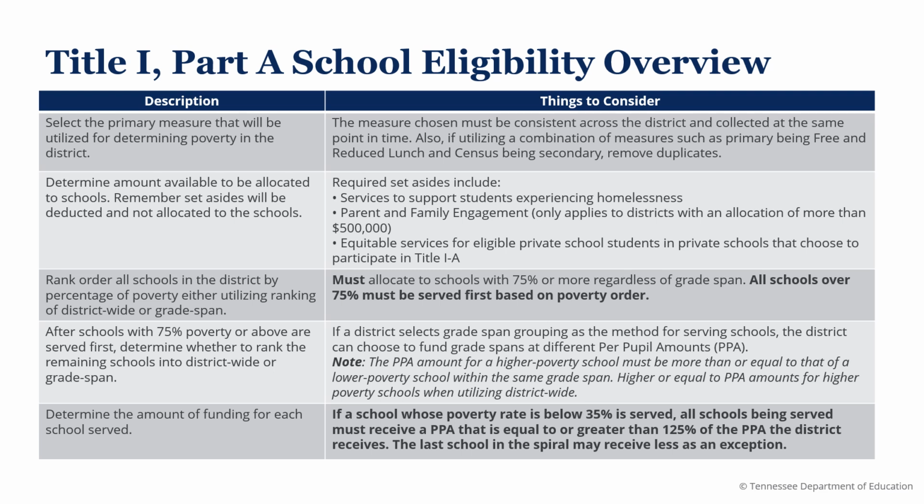And this is an overview of everything we just went over, with selecting the measure of poverty, determining what schools you're going to have, and of course, if you are serving schools 35% or above, it does take away the set-asides. Talking about ranking and what you do after you serve schools that are 75% or less, and then the amount of funding for each school.